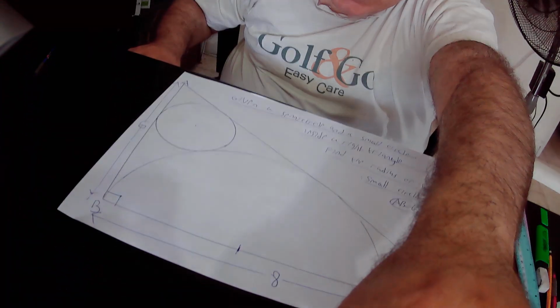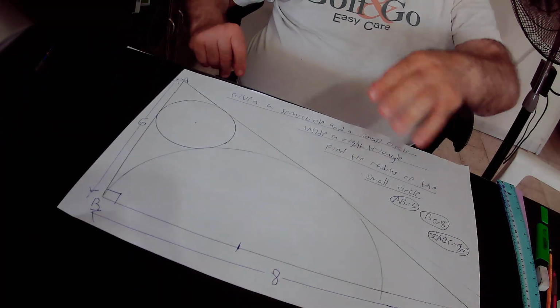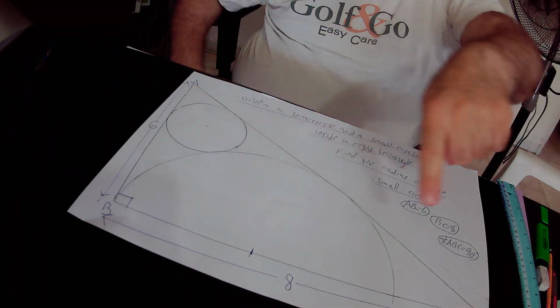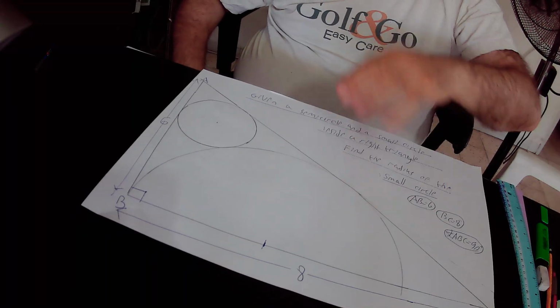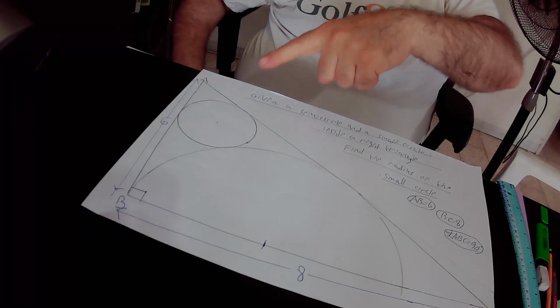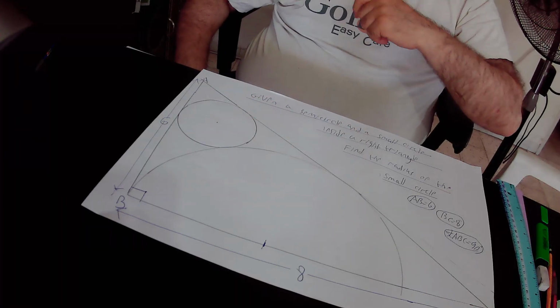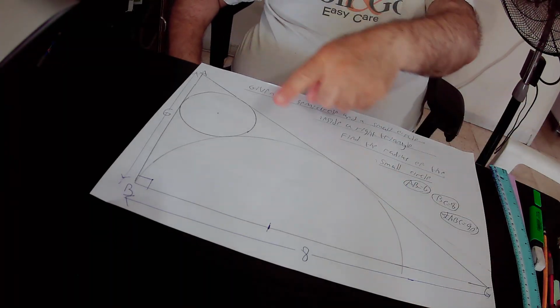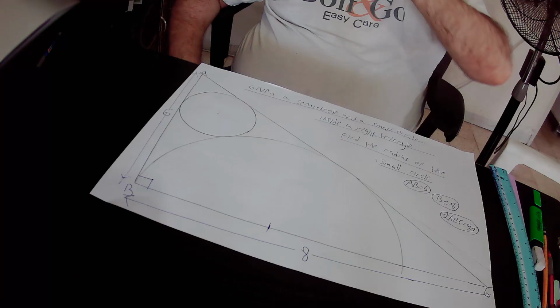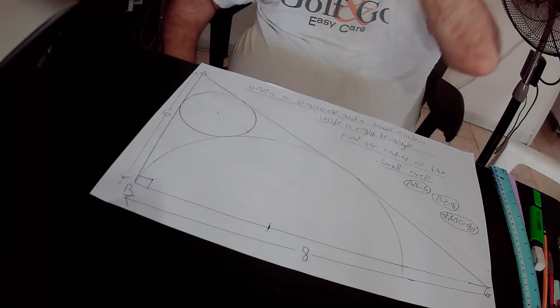And now in this lecture we'll find out the radius of the small circle. In the drawing we have a big right triangle, triangle ABC, and we know that side AB equals 6 units in its length, side AC equals 8 units in its length. This is angle ABC, that is a right angle.